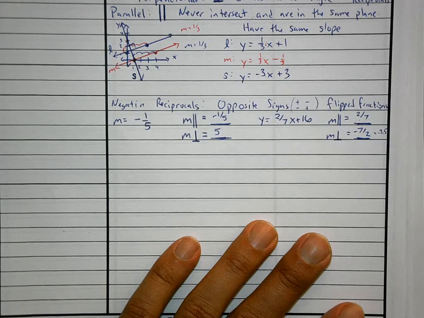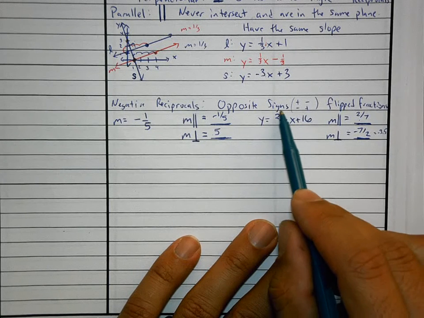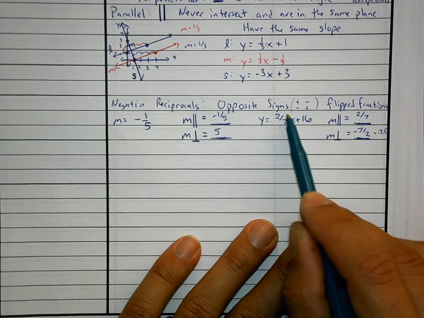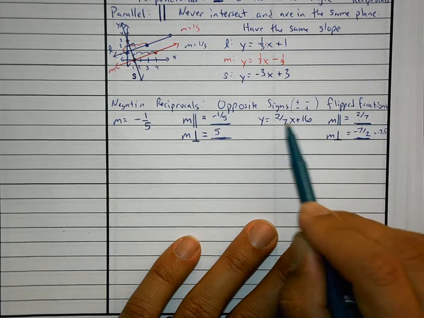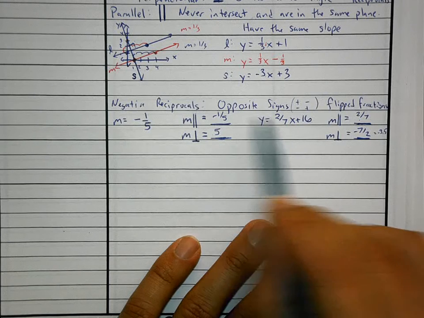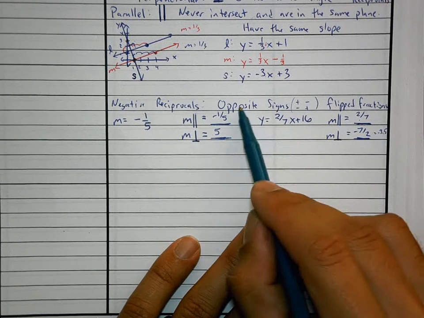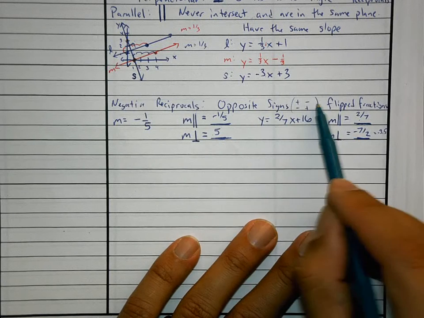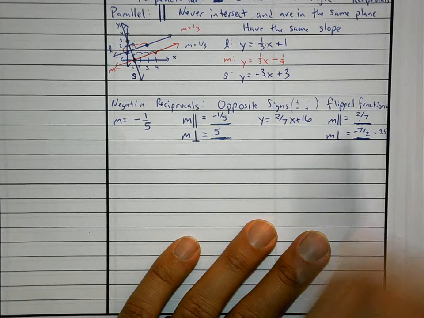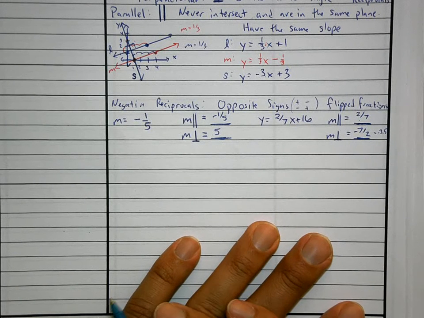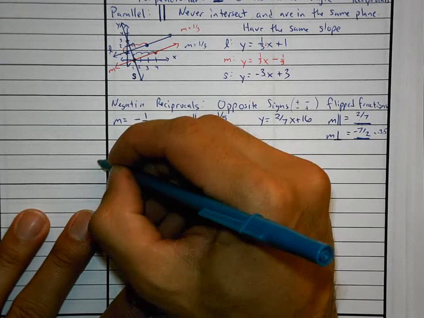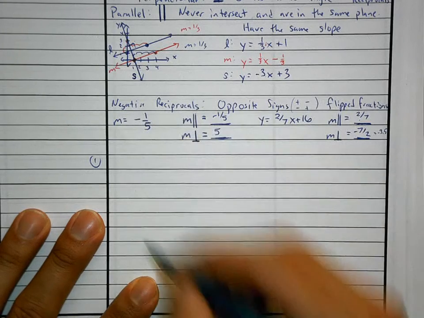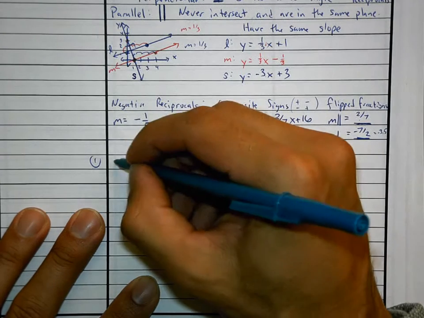Okay, but let's go back to Allie. Allie, do you understand? All we have to do is look at what's in front of the x. That's your slope. And if we want a parallel slope, it has to be the same. If we want a perpendicular slope, we have to do the negative reciprocal, the opposite sign, and flip the fraction. Simple? Okay. So here's how it's going to look on your worksheets. Your worksheet is going to say something along the lines of this. Write in slope-intercept form.